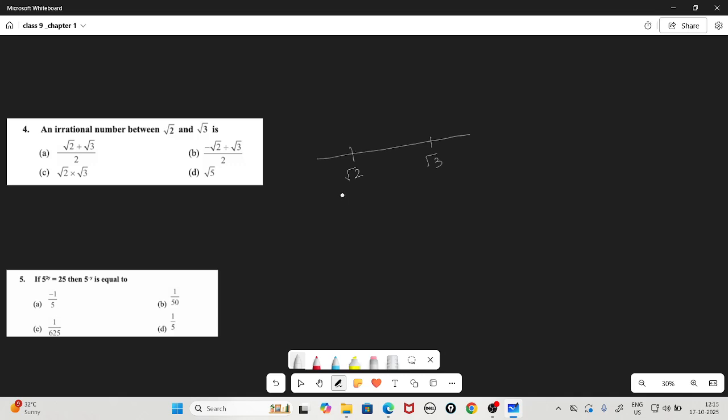Now look at the options. We can simply say that we want the midpoint in this number line, which is root 2 plus root 3 divided by 2, the simple formula for average. Now if we look at the options, you will see that the first option itself is root 2 plus root 3 divided by 2. So in this way you can approach this type of problem, and you get an idea of how to solve it. Okay, great.